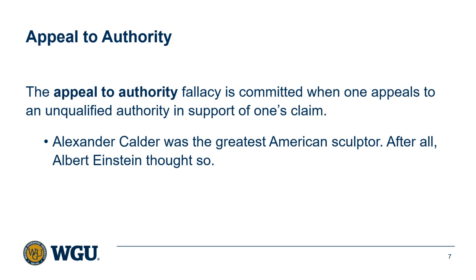Our fifth fallacy of relevance is called the appeal to authority fallacy. This fallacy occurs whenever you appeal to an unqualified authority figure to support your claim. In this example, I am using Albert Einstein, who was an authoritative scientist, to support my claim about American sculptors. Simply being an authority figure in one discipline does not make you an authority figure in all disciplines. As such, this is a clear example of the appeal to authority fallacy.